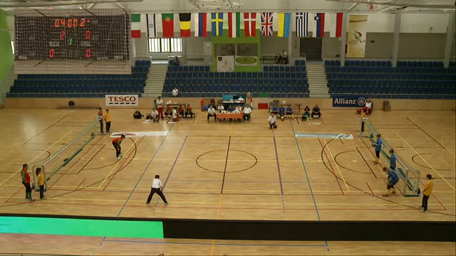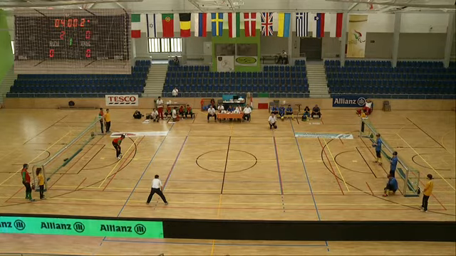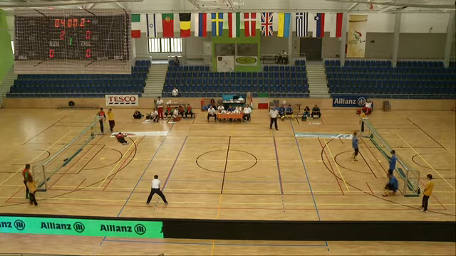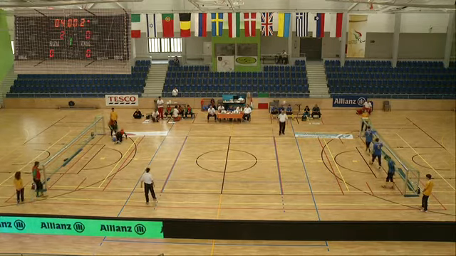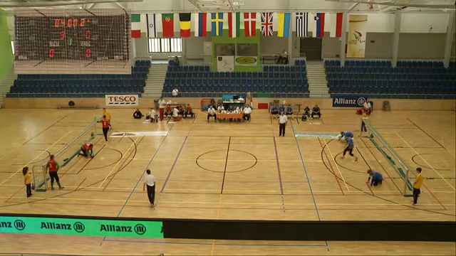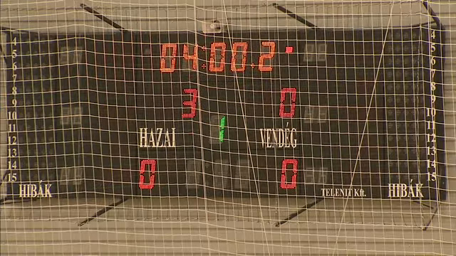So 2 Ukraine will take the ball. Shoots to the far hand corner. Goes in. So we now have 3-0 Ukraine, and we have 4 minutes on the clock. So that's 4 minutes remaining on the clock.